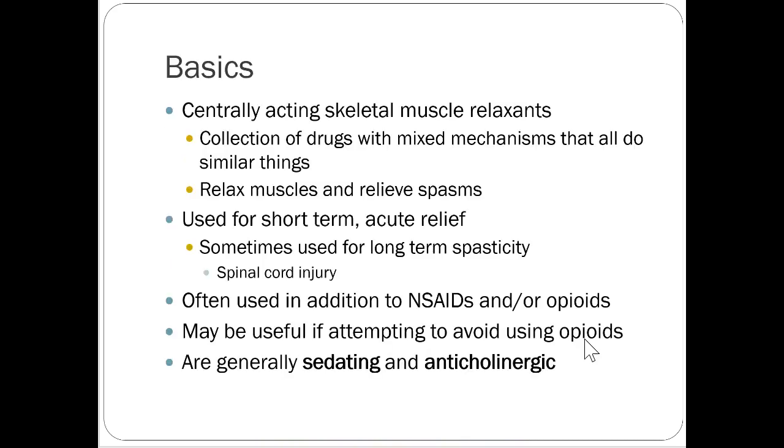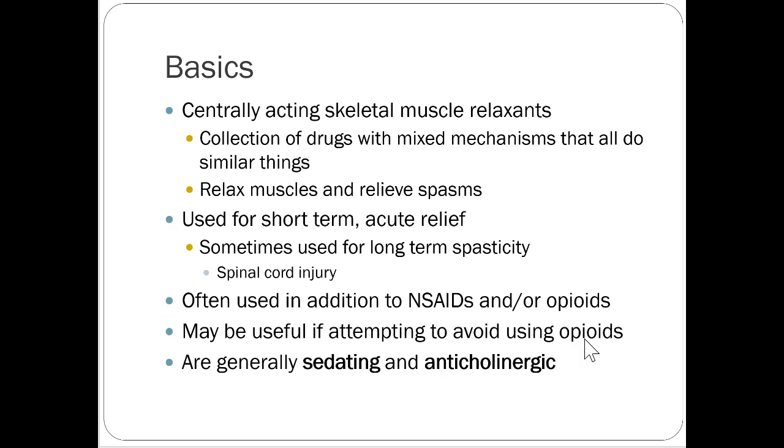Okay, that's it for NSAIDs. Let's talk about muscle relaxants quickly. Muscle relaxants are kind of confusing pharmacologically. They don't have a specific mechanism that they all fall into. They're all a little bit different. For the most part, what you're doing is something that's going to, as the name says, relax muscles and reduce muscle spasm. They're used short term. You have some long-term possibility too. These would be for patients with like spinal cord injury. So I think it's important to differentiate what's our short-term post-surgery or post-injury muscle relaxant versus what do we use long-term.